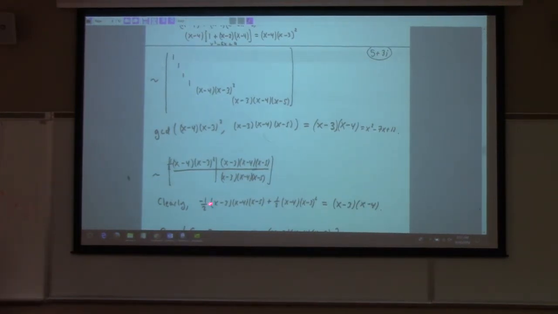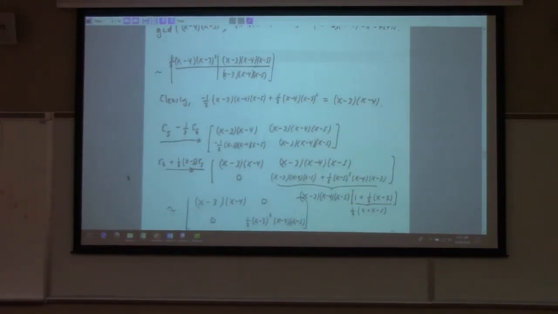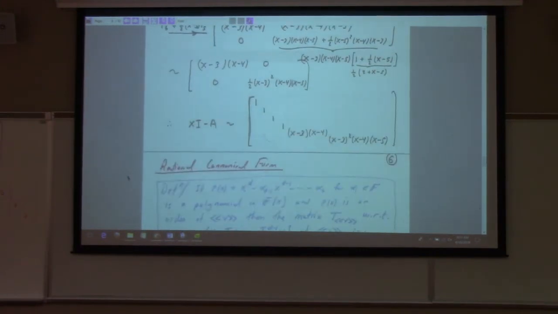Okay, so with that in mind, the path is clear. I need to use this linear combination to change this into not a 1, but into an x minus 3 times x minus 4. So that's done. I just look at the blocks which are relevant. And long story short, there you go. That's the Jordan form here. x minus 3 times x minus 4, x minus 3 squared times x minus 4 times x minus 5.